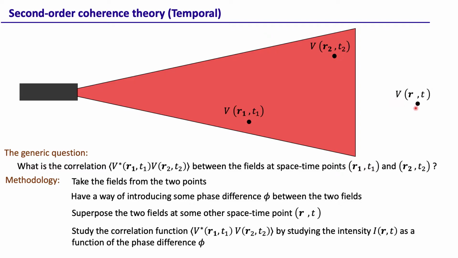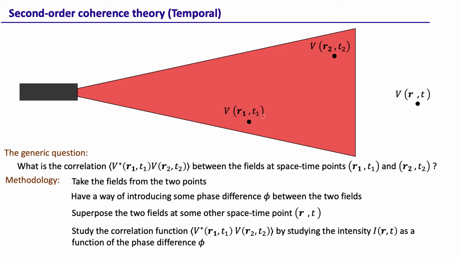And then once these fields are combined, we look at the intensity at V, which is I(r,t), and by looking at the intensity, one tries to study this correlation function V*(r1,t1) V(r2,t2) as a function of the phase difference. So this is one knob that one changes, one looks at the intensity, and through this one tries to understand and measure this correlation function. So this is the general methodology. Again, I have done it for r1 t1, r2 t2, space-time both. One can do it just for the space, just for the time, or one can even include polarization and so on. But this is the general methodology.